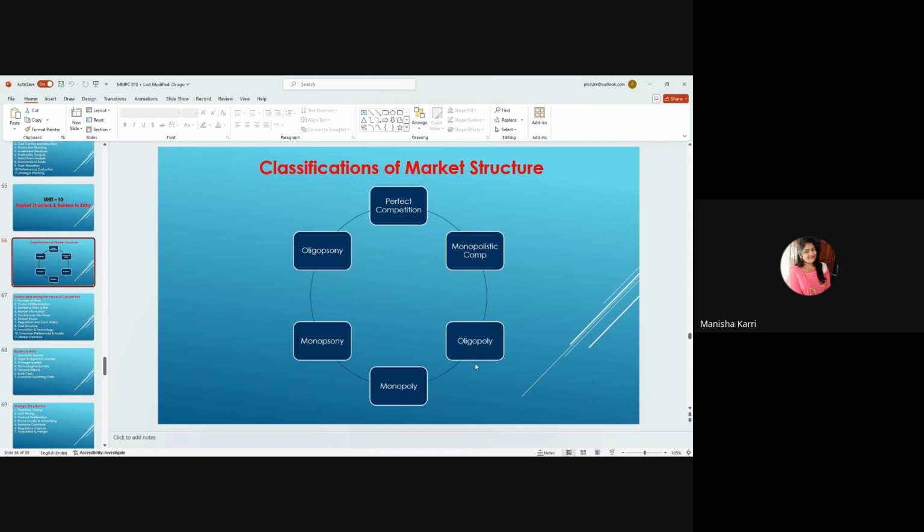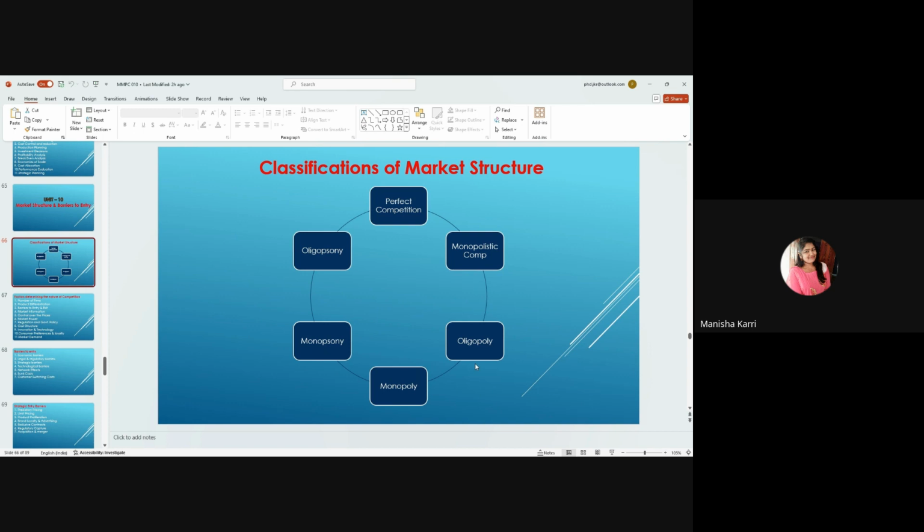Next one is monopoly. Monopoly means there is only one firm, one company or one shop. The product nature is a very unique product with no close substitutes. Entry and exit is very, very difficult and high barriers to entry are there. The degree of competition is none because the firm is a price maker.